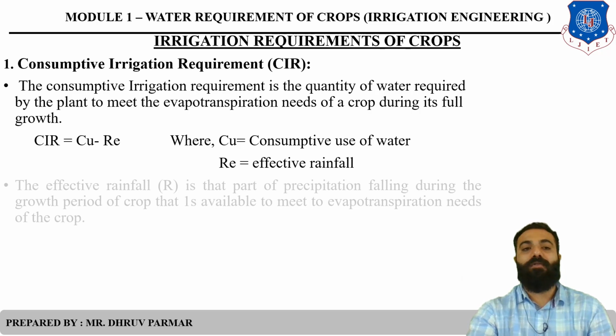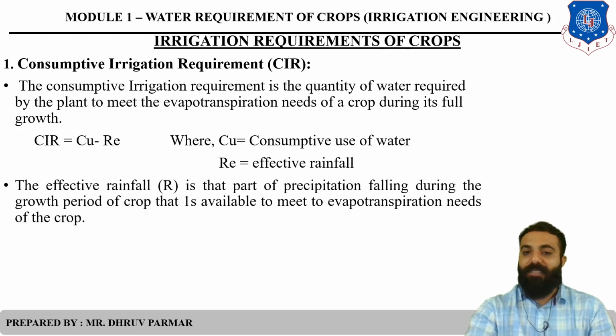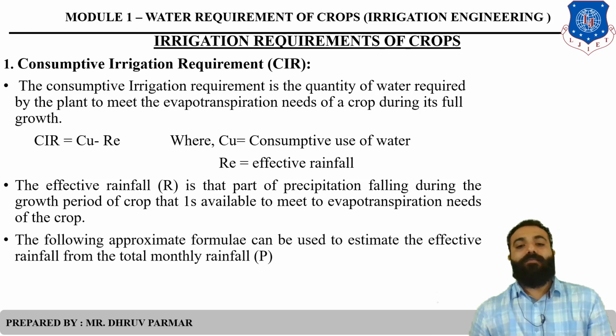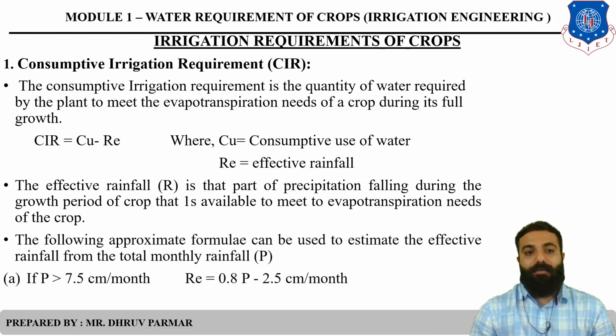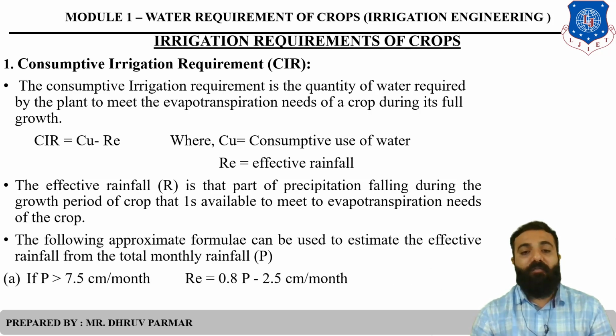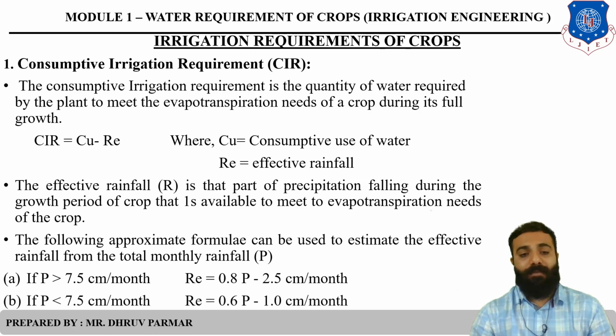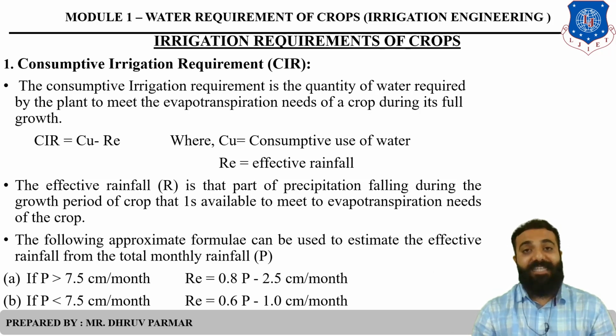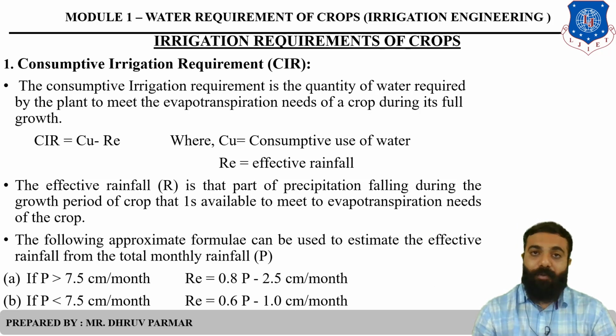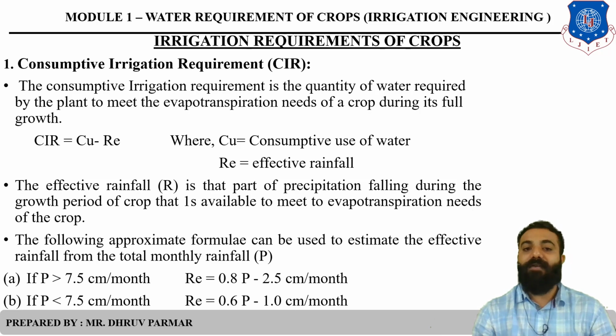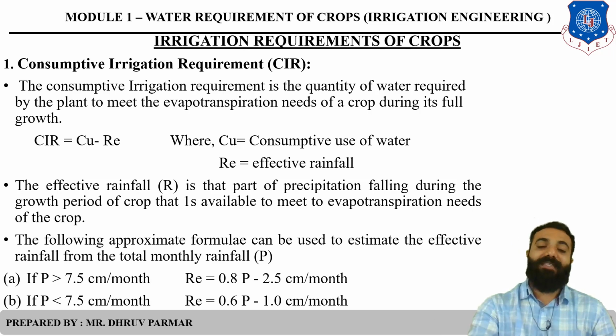So how can you calculate effective rainfall? There are two methods. The effective rainfall is the part of precipitation falling during the growth period of the crop that is available to meet the evaporation needs. Use the following formulas to find out Re. If P is greater than 7.5 cm per month, Re equals 0.8 P minus 2.5. When P is less than 7.5 cm per month, Re equals 0.6 P minus 1. Please remember the two formulas and their conditions: precipitation greater than 7.5 and precipitation less than 7.5. So you can easily find CIR.